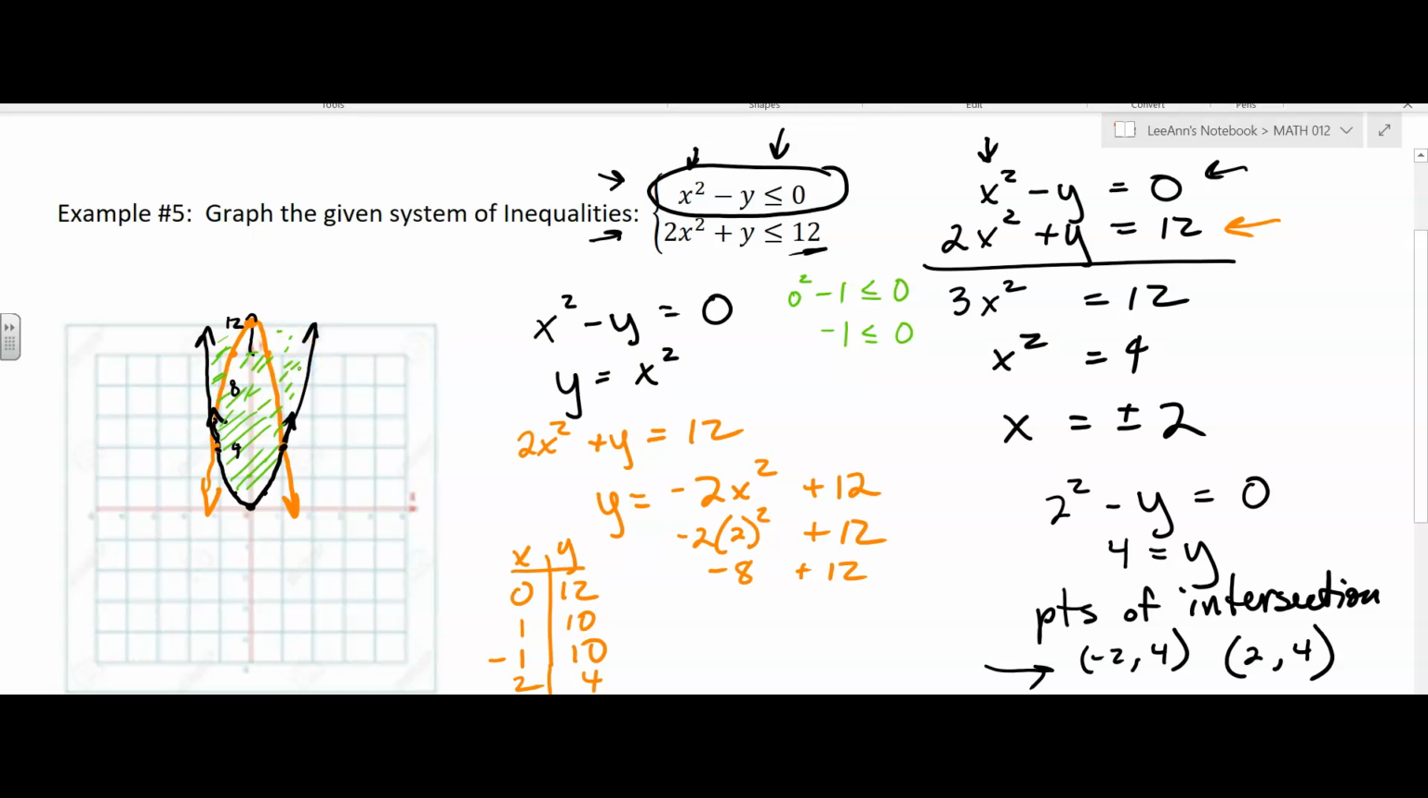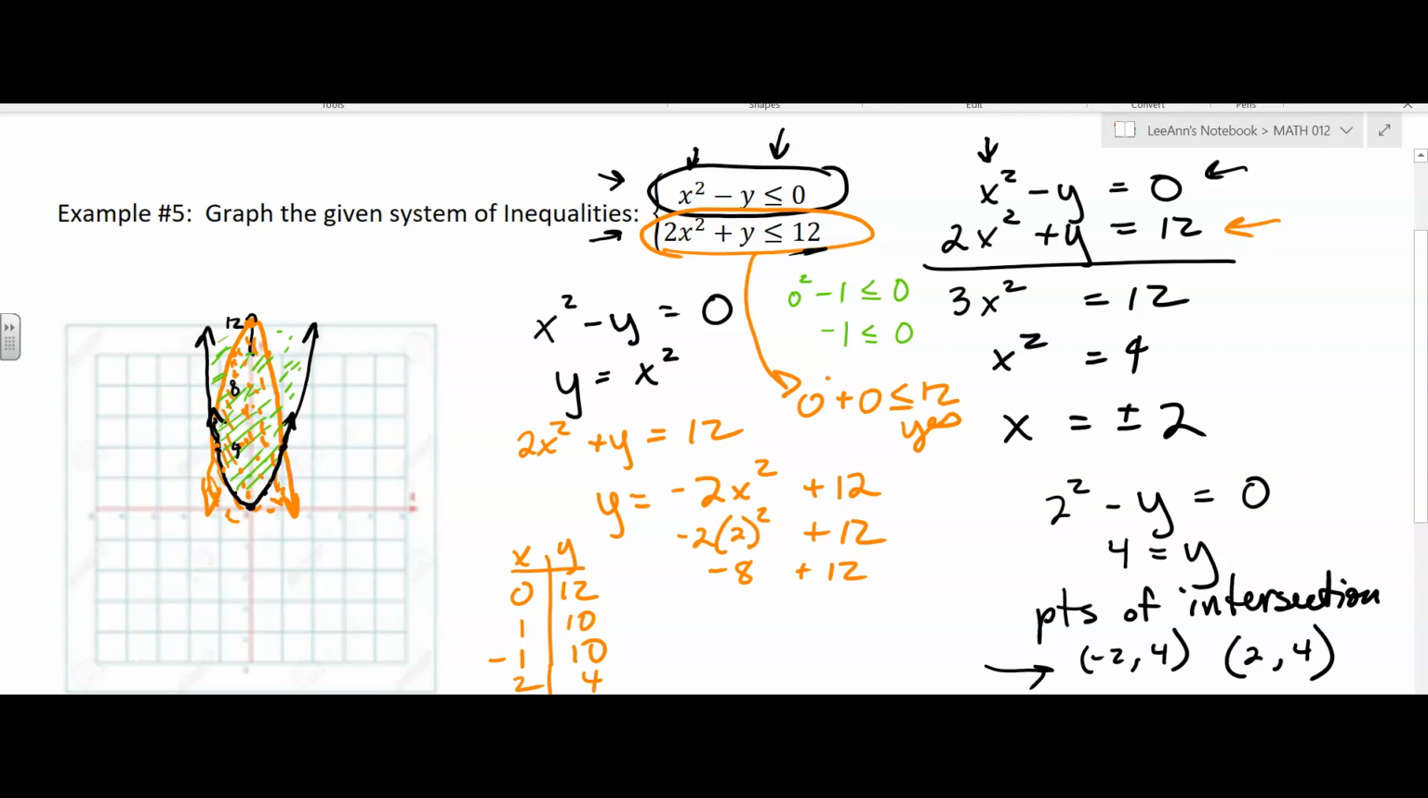Okay, now we're going to look at the orange parabola, so now we're looking at this equation. You can use the origin because the origin is not on the orange parabola. So if I plug that in, I'm going to get 0 plus 0. Is that less than or equal to 12? Yes. And it was less than or equal to, that's why the orange is a solid parabola. And so that's going to be inside the orange parabola, which is all this stuff right here.